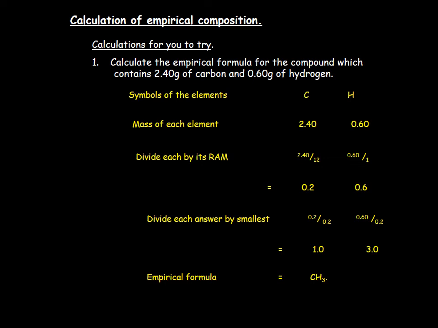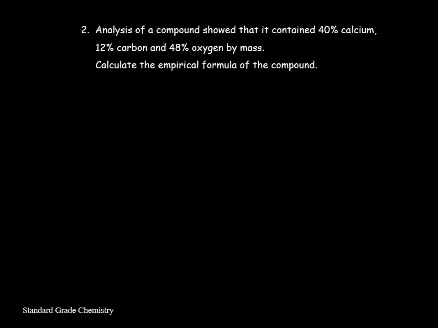So it's pretty straightforward. In that case, I would like you to try one more example, this time dealing with percentages rather than with masses. So the question is as follows. Analysis of a compound showed that it contained 40% calcium, 12% carbon, 48% oxygen by mass. Calculate the empirical formula of the compound. So pause the video and try this question on your own.